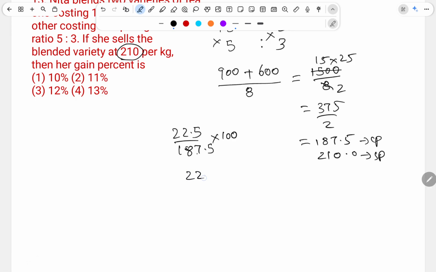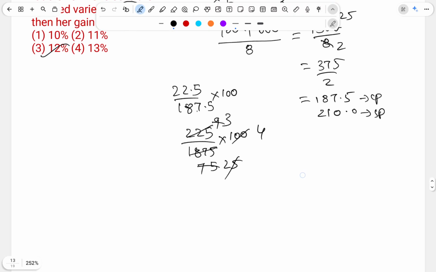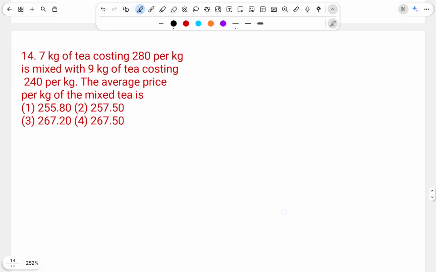Directly we can write this as 225 by 1875 into 100. This goes by 25, 9 times. 25 sevens are 175, 5. 3 threes, 3 25s. 25 ones, 4s. So 3 into 4, 12%. Here everything is easy, but the calculation part is a bit extra. So with practice you can do it.